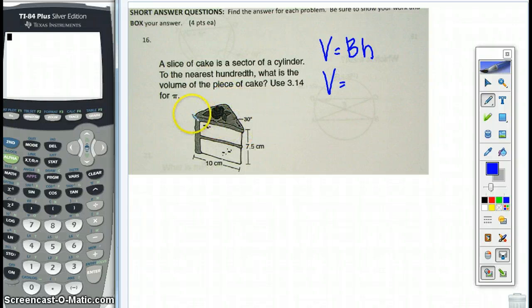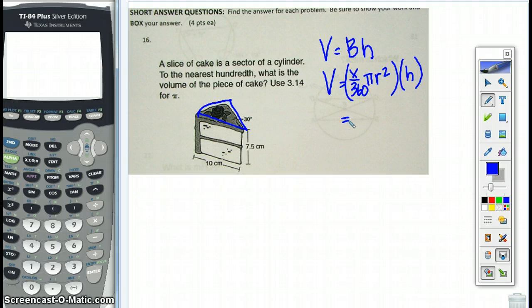And I always call this shape, it's curved here and straight here, it's a pizza. Okay, so it's a sector. And we remember that the area of a sector is some fraction of the area of a circle. So this is how we're going to go solve the volume of this piece.